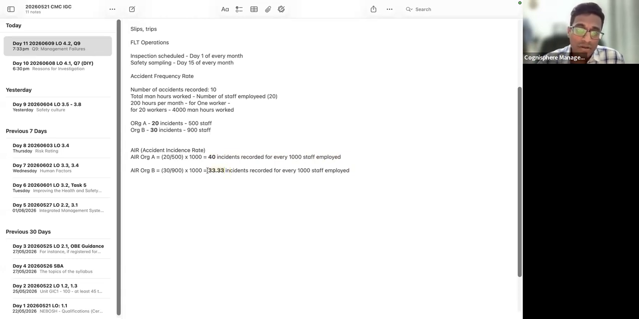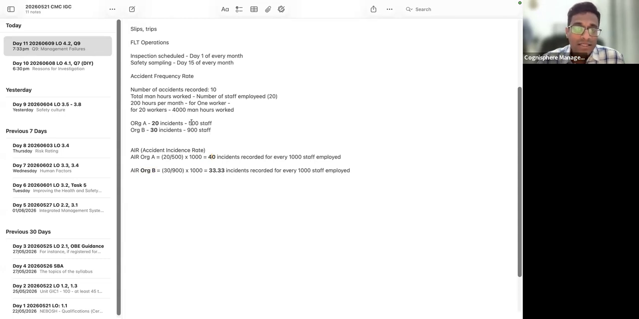So now we could say from this number, organization B has a better safety performance because 33 incidents recorded for every 1000 staff employed, compared to organization A, where 40 incidents recorded for every 1000 staff employed. So this multiplier is used. Now we can make a direct comparison. 33 is less than 40, hence organization B.